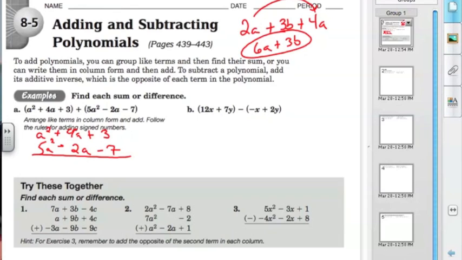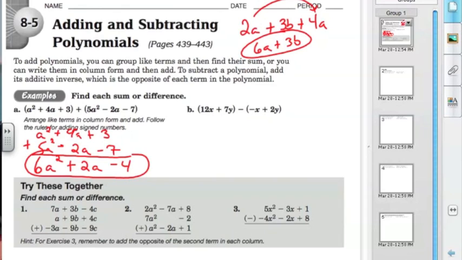So I have a squared and I'm adding 5a squared, so I get a total of 6a squared. I have 4a and I'm subtracting 2a, so I'm left with positive 2a. And I look at my constants. I have positive 3 and I'm losing 7, so I have minus 4. So that's my simplified answer there.